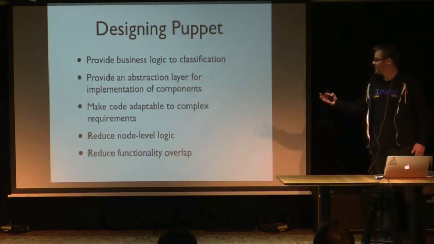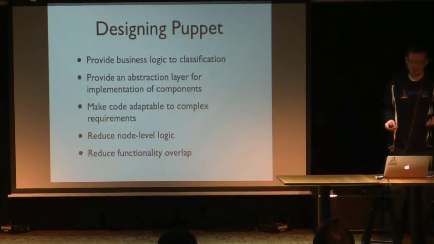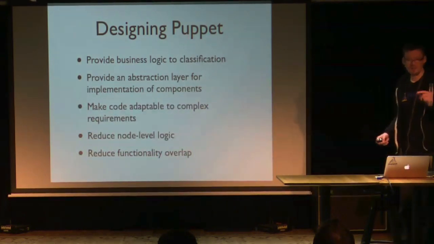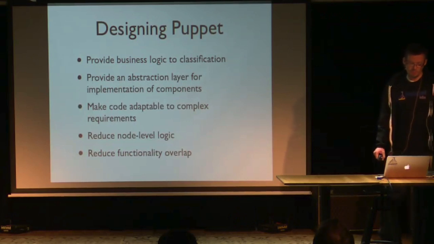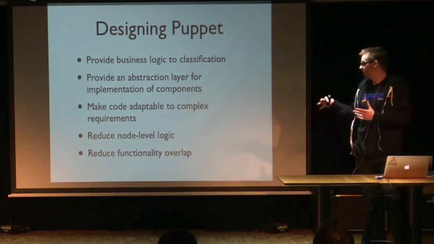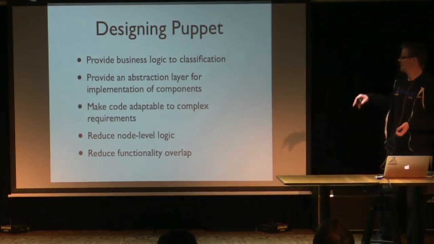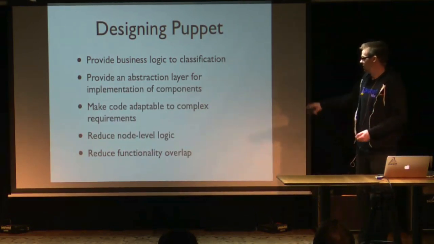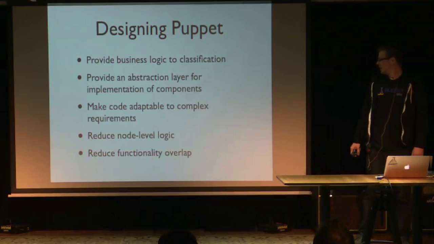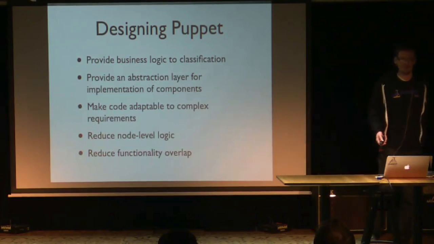What we're going to look at in this particular way of designing Puppet is going to try and provide some business logic to node classification. We're going to provide an abstraction layer to actually implement all our components. That's going to make our code more adaptable to complex business requirements. We're going to reduce that node level logic, and we're going to reduce this sort of functionality overlap.